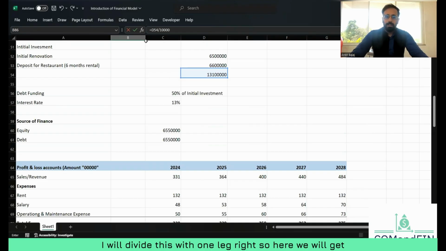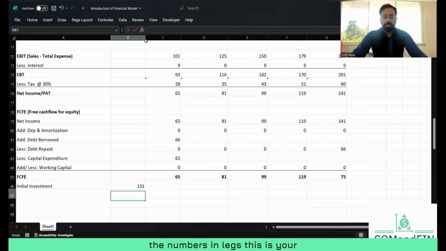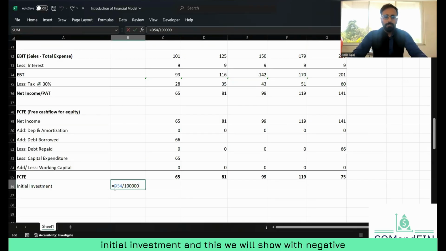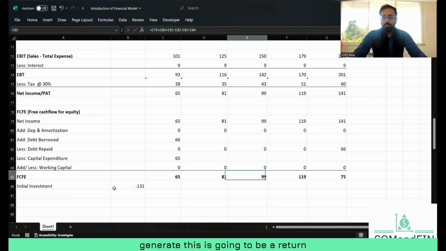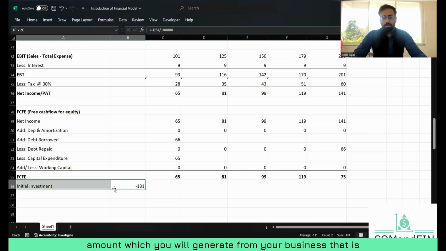So I will divide this by 1 lakh, so here we will get the numbers in lakhs. This is your initial investment, and this we will show with a negative figure. Now here, how much returns will you generate? This is going to be your return amount, which you will generate from your business. That is the FCF figure.